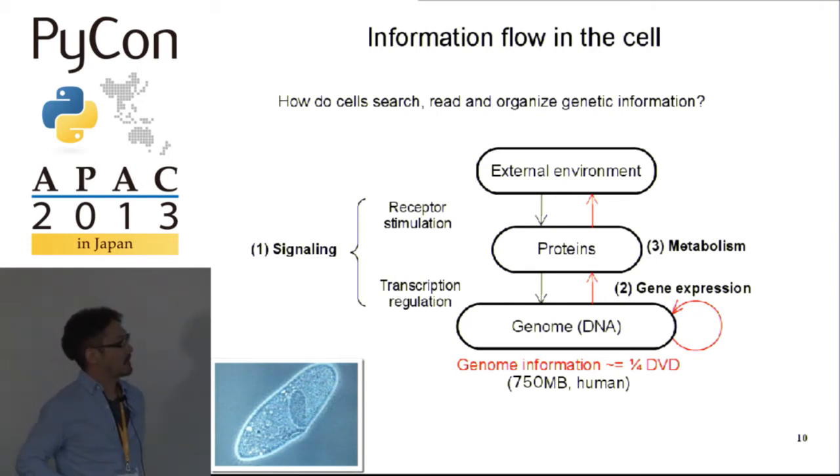So in the nucleus of our cell, we have the genome, DNA. DNA contains information as large as 700 megabytes. Okay, it's about 1/4 of a DVD. So this information stored in the DNA molecule is read out with a process called gene expression, and this results in lots of different types of proteins. Those proteins are created by this process called gene expression.